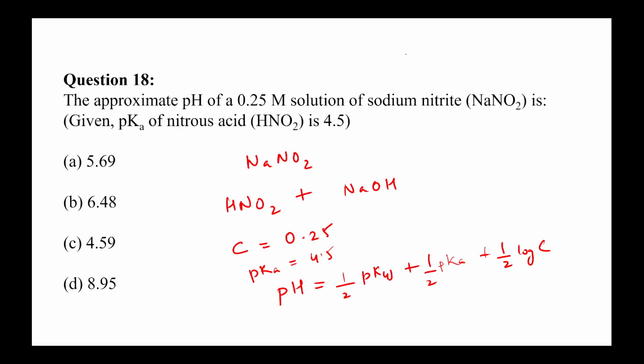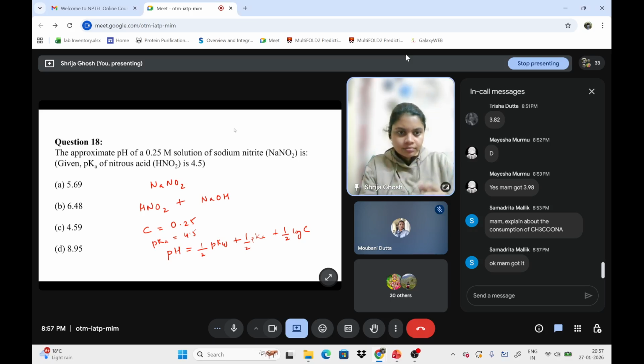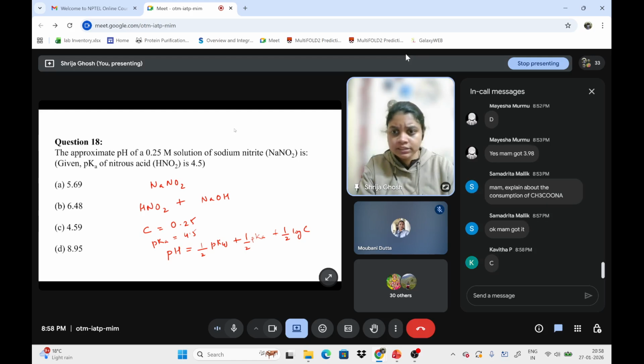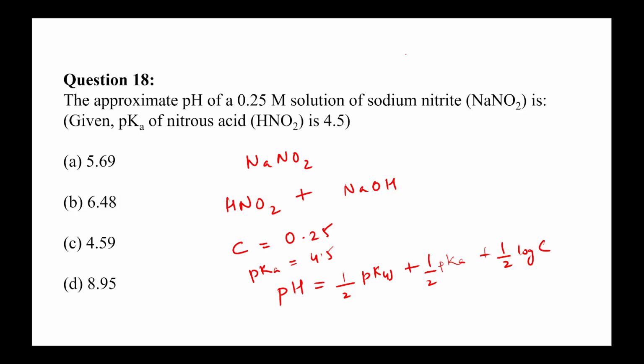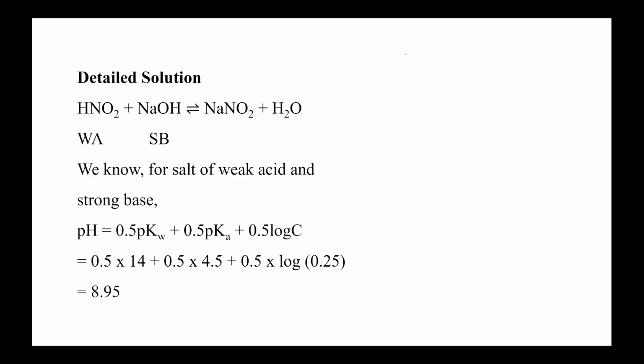Then this question, did anyone solve this question? You just have to put the values in the formula. You have the pKw value 14, you have the pKa value 4.5, you have the C, that is 0.25, take a log and divide by 2. Okay, Kavita got the answer, option C. Let's see if that is the correct answer or not. It is not the correct answer actually.